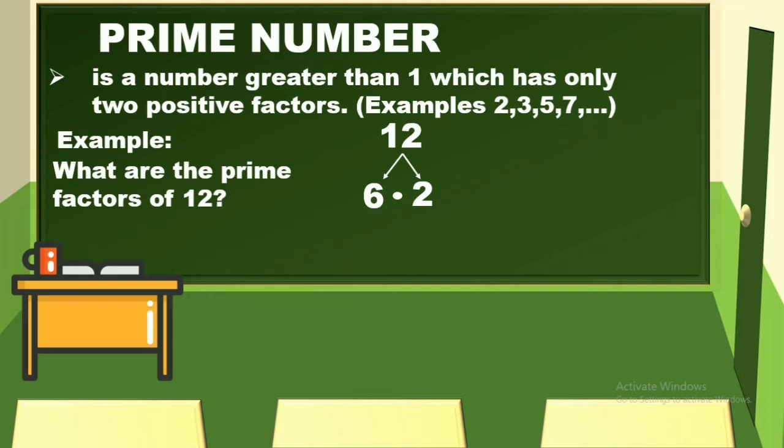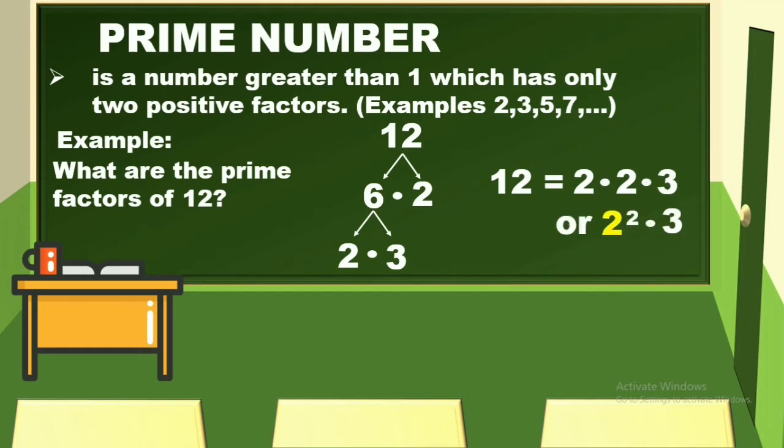So therefore, we will get the factors of 6. So the factors of 6 are 2 and 3. So in this case, 2 and 3 are prime numbers. So the prime factors of 12 are 2, 2, and 3. Or simply 2 to the second power and 3. Did you get it now?